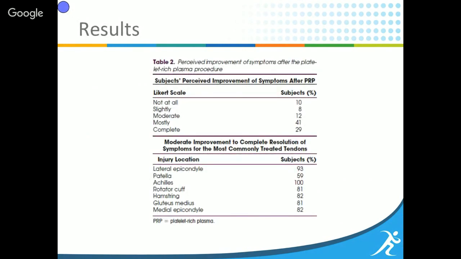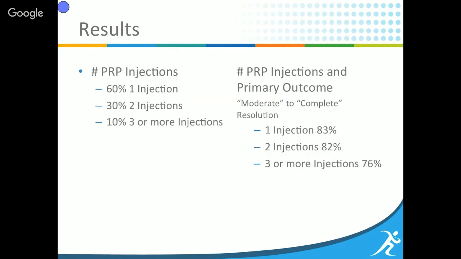So here are the results. In terms of primary outcomes, 82% reported at least moderate improvement in their symptoms after they had PRP. Broken down, with the exception of the patella, you can see that about 81% reported at least moderate improvement. So it's a decent study. It's not fantastic, but it does show that people are showing benefit with PRP.